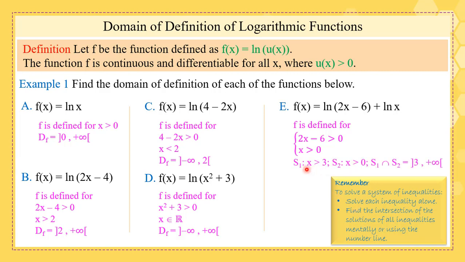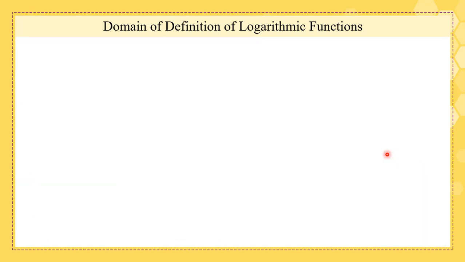Now for the first inequality, it's easy, x is greater than 3. And for the second inequality, x is greater than 0. And if we want x to be greater than 3 and greater than 0, this means that x is from 3 to plus infinity, excluding 3. Here we can also use the number line to find the final answer.